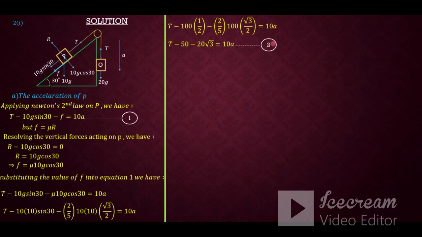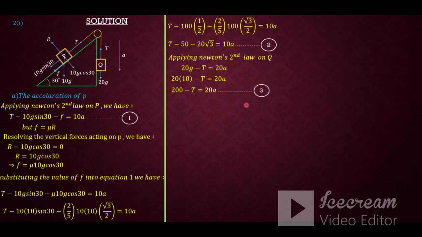So this is the final equation which we obtain when we apply Newton's second law on P. Doing the same, applying Newton's second law on Q, what do we have? We have 20g minus T, the tension, equal to 20, which is the mass of Q, times the acceleration. That is 20 times g minus the tension equal to 20 times the acceleration. Simplifying, we obtain 20 times g, which is 10, minus the tension equal to 20 times the acceleration. Simplifying, we obtain 200 minus the tension equal to 20 times the acceleration. Let us call this our equation 3. We already have our equation 2 and our equation 3.